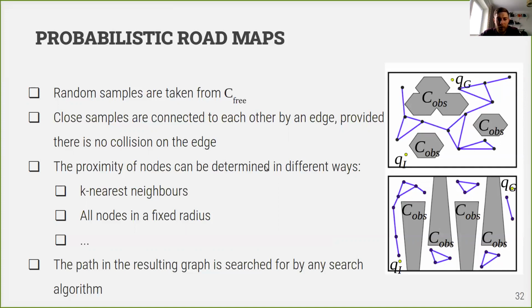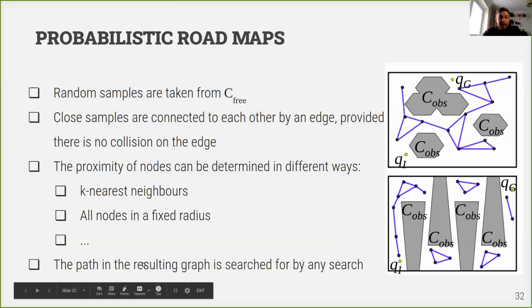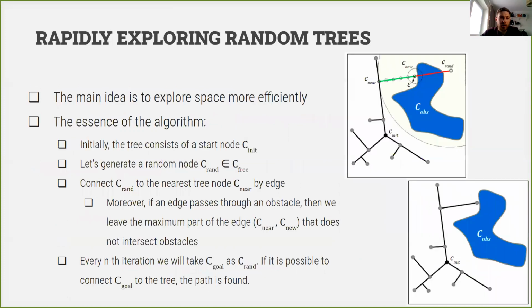And the proximity of nodes can be determined in different ways. What we didn't say here is that we connect close samples, not every sample, and proximity can be defined in different ways. For example, all nodes in a fixed radius. So if we took a new sample, we search a predefined radius around it. And if there is another sample within this radius, we connect them if there are no obstacles, and so on. And the path in the resulting graph is searched by any graph search algorithm.